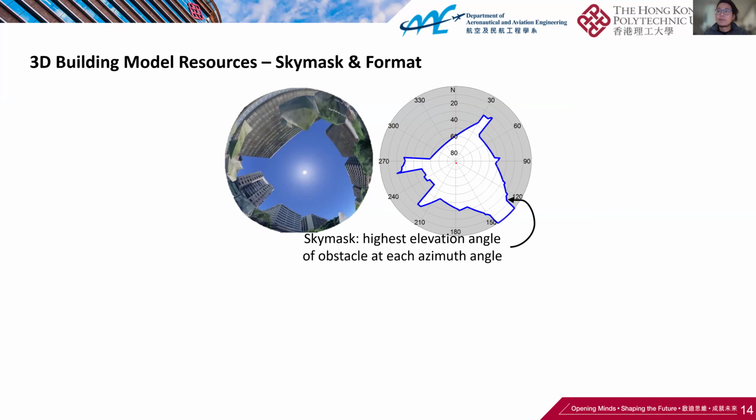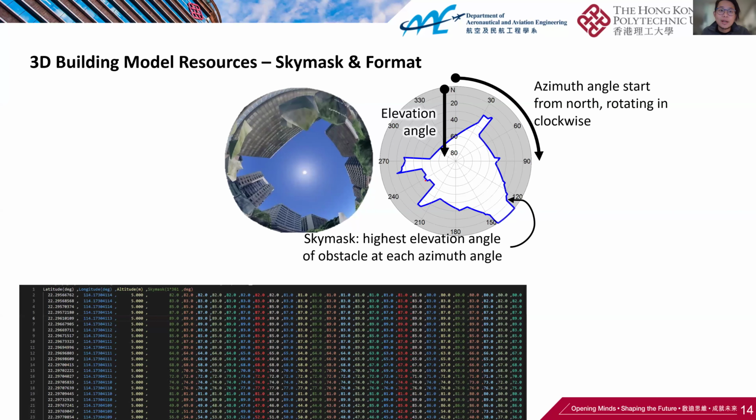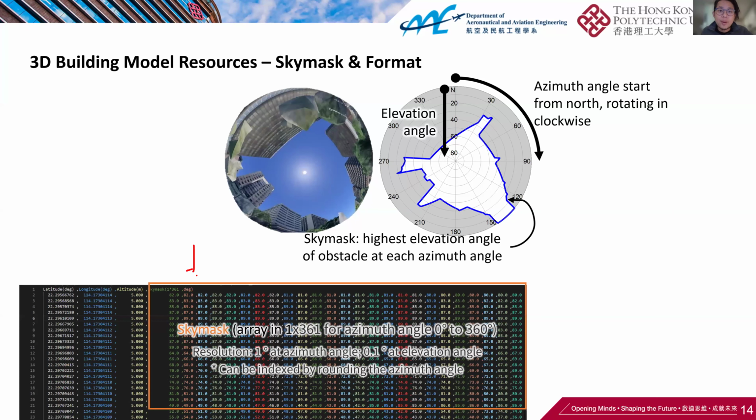For those of you who are not familiar, this is a sky plot, but you can see the gray area here corresponds to the obstacle, which is the building in this case. And the blue line here is the Sky Mask we are talking about. So we provide a data set looking like this. Basically, over here in this part, we go clockwise starting from the north point, which is the heading angle, rotating 1 degree at a time in azimuth angle and 0.1 degree in elevation angle, to provide you this Sky Mask.